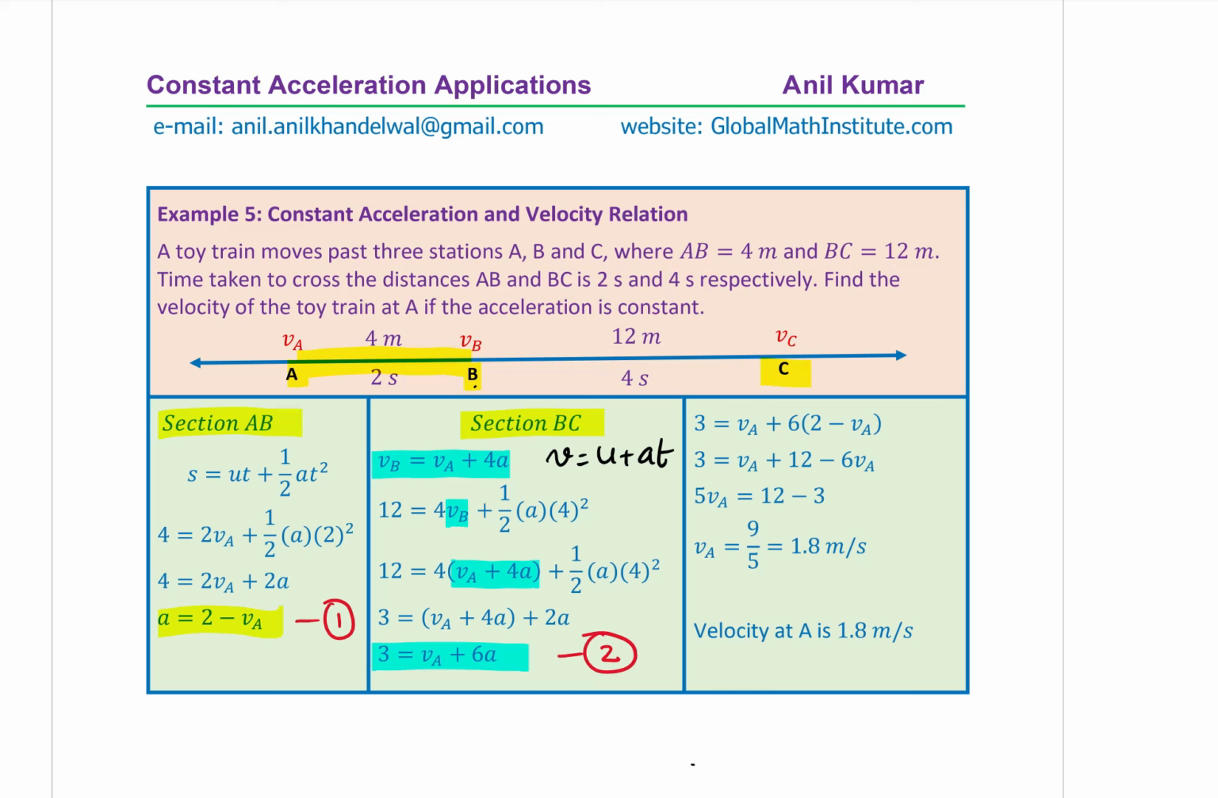Is that clear to you? When you have two equations and two unknowns, it is not difficult at all. In this particular case, we have used the method of substitution, right? So we substitute the value of a, which is 2 minus VA, in equation number 2. So you have an equation in the velocity at A. It comes out to be 1.8 meters per second. Perfect. So that is how it could be solved.